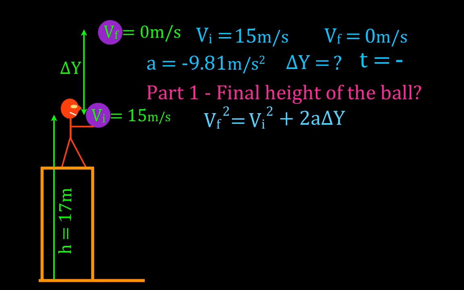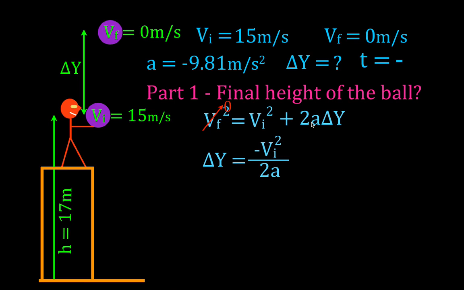Final velocity squared is equal to initial velocity squared plus 2 times the acceleration times the change in position. Now, we're trying to solve for the change in position. So we have to solve this equation for the change in position. First, remember also that the final velocity is 0. So this term, final velocity squared, goes to 0. Now, if we solve for the change in y, we have to subtract the initial velocity squared from both sides and then divide by 2 times the acceleration. That tells us that the change in position is equal to minus the initial velocity squared divided by 2a.